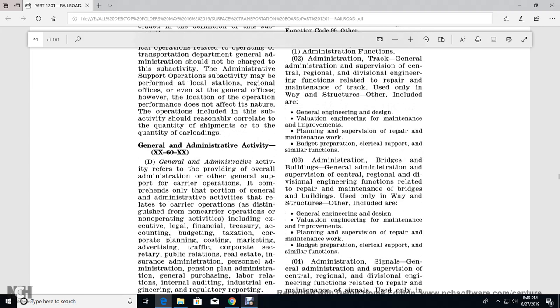Alright, general administrative activity, XX60XX. General administrative activity refers to providing overall administrative general support with the care of the operation command. It is only a portion of the general administrative activity of the carrier operation.